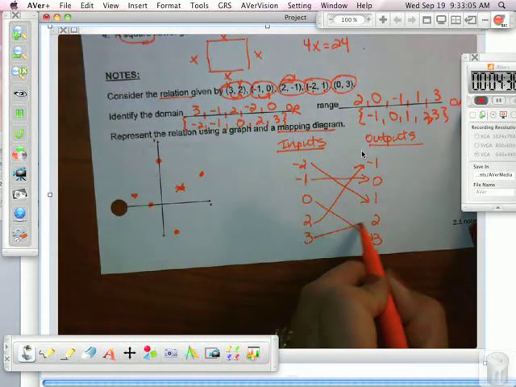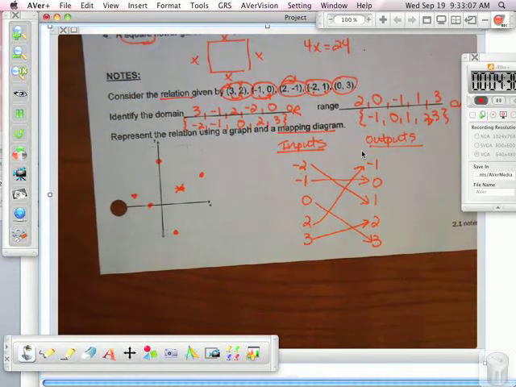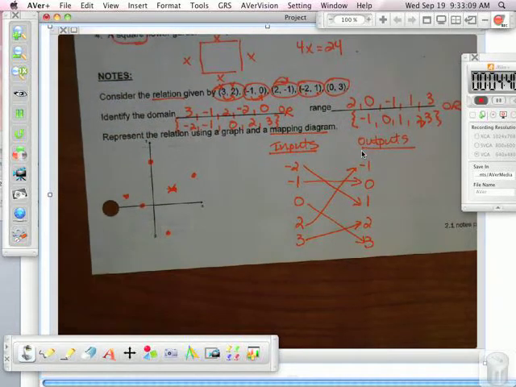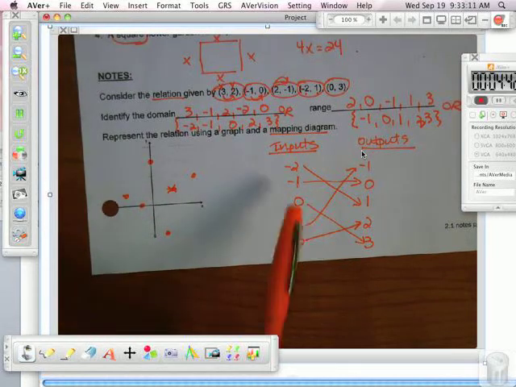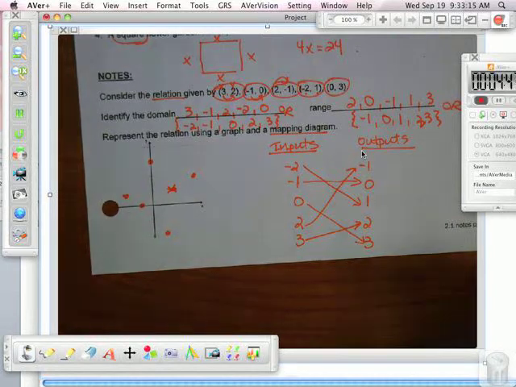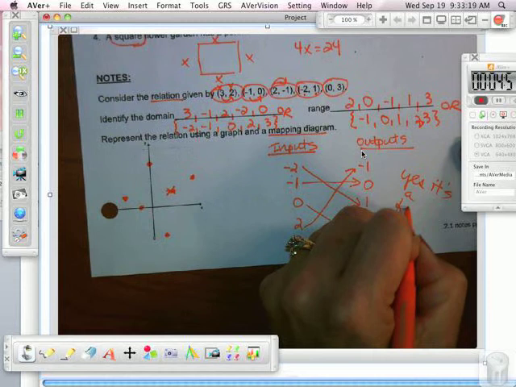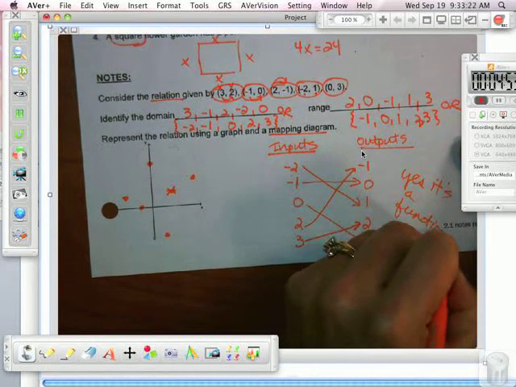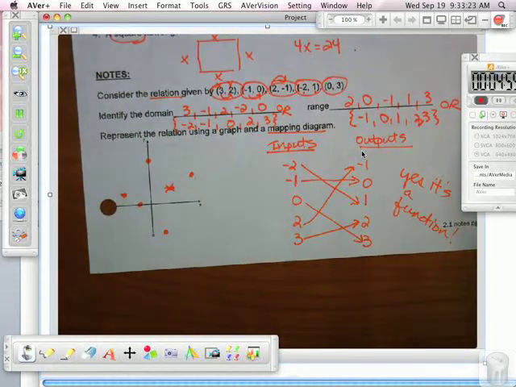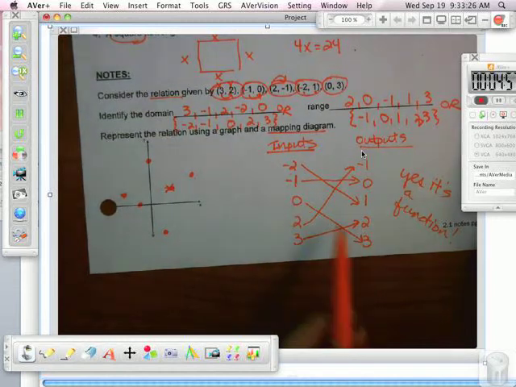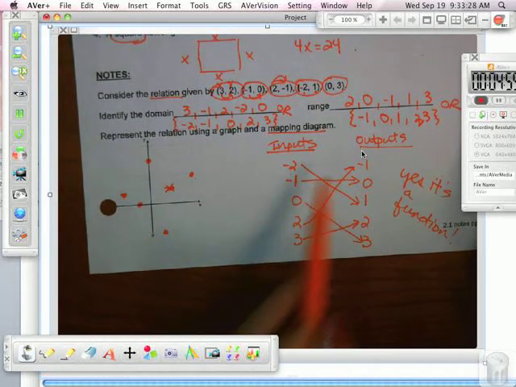Okay, that's a fun little map. I have a question for you. Does every input have exactly one output? Yes, it does. So yes, it's a function. Like for instance, 0 is going to 3 and 0 is not going to any other numbers, is it? So it's good. Okay, turn it over.